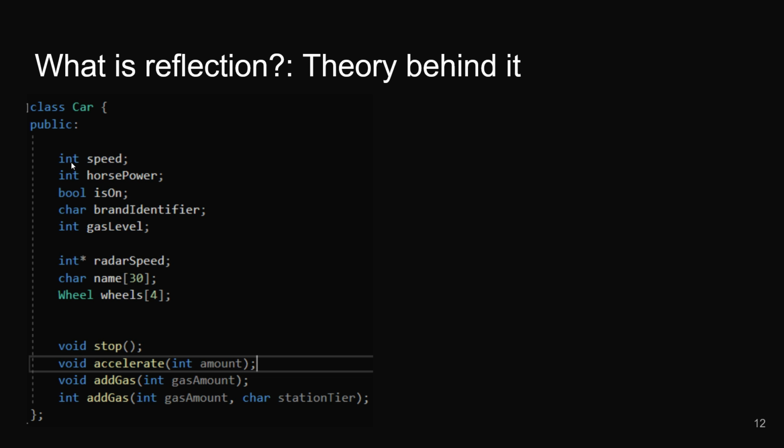I hope so. Okay, so a car is going to have a certain speed, a car is going to have a certain horsepower, it can be on and off, it will also have some actions that it can perform in the form of methods. So objects are the main tool that we use to organize data in a C++ program. And reflection is the data about how an object is organized, how an object is built.